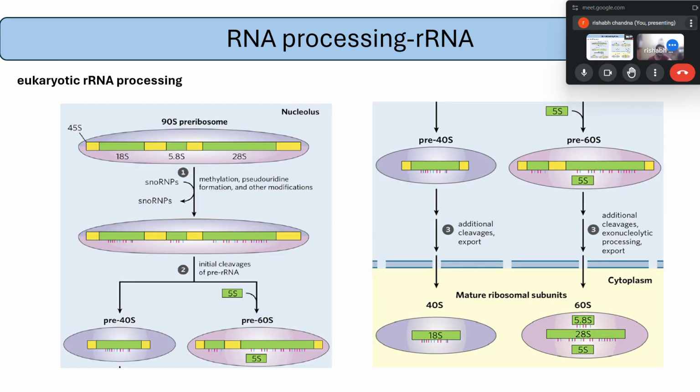Now moving on to the eukaryotic rRNA processing. So here, first thing is that the splicing of rRNA is mediated by group 1 and group 2 introns.